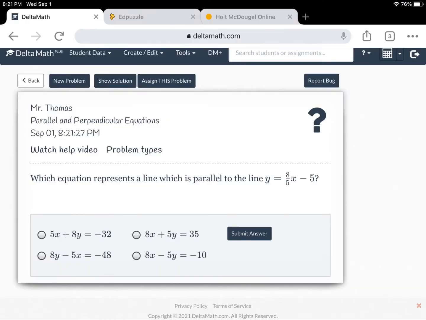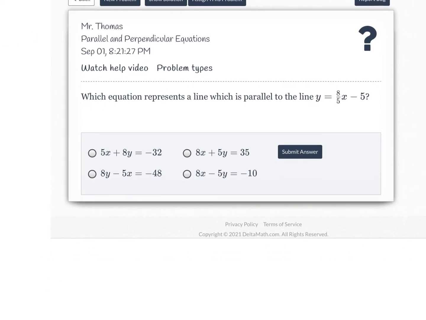Okay, next we have one that is already in slope-intercept form. So we have 8/5 for my slope. But now I've got to change these others. This one's a little bit tougher because now you've got multiple equations that you have to change. But it's the same process, okay? So one thing you could think about is, if you want y by itself, that means you're going to be, in this case, dividing by 8. Well, I need to be dividing by 5, so that one's out. So it's got to be one of these other three, okay?